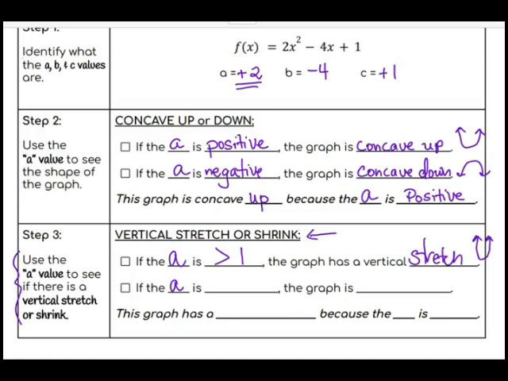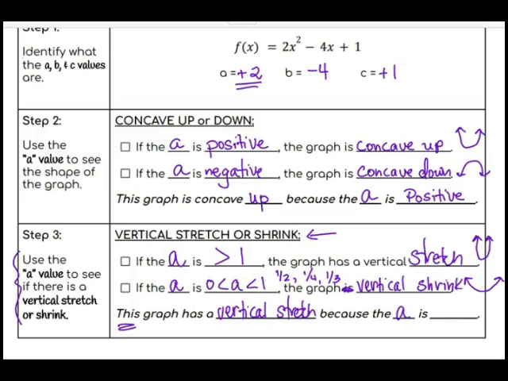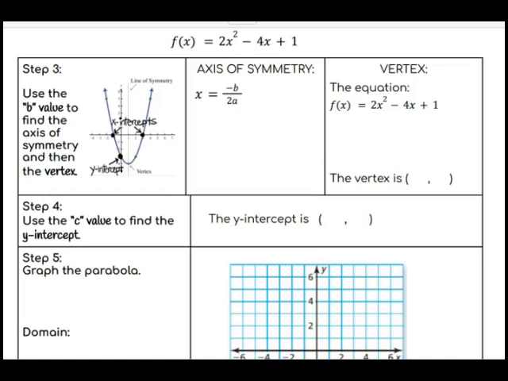If the a is between 0 and 1, in other words, 1/2, 1/4, 1/3, the graph has a vertical shrink. That would be, it's wider. So again, as we're graphing this, we're making sure the features of the graph match. This graph has a vertical stretch because the a is 2, which is greater than 1. All right, let's continue our example.